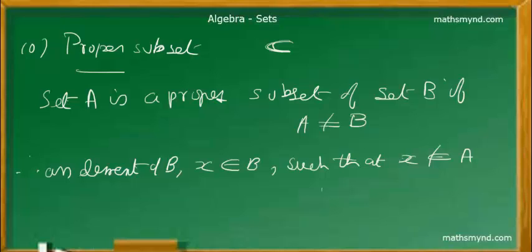It implies that B has more elements, and that's exactly what is stated here. Considering an arbitrary element of B, if you call it X, and X is an element of B, then X naturally will not be an element of A.